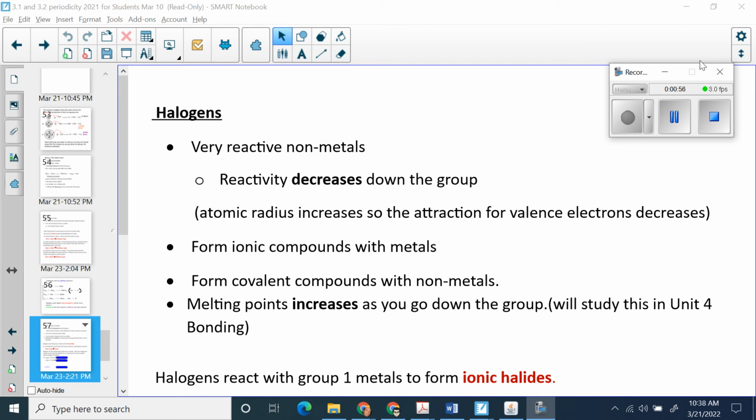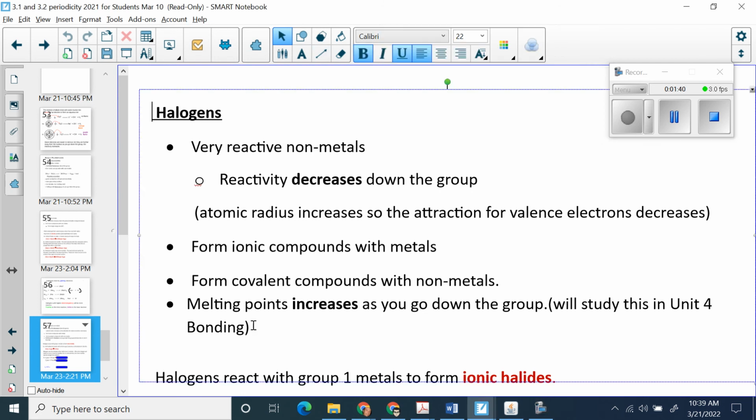Now, they'll form ionic compounds with metals. They'll form covalent compounds with nonmetals. We're not going to really worry about melting point at this point. We'll look at it more when we do Unit 4. But the melting points will increase as you go down the group, but reactivity will decrease as you go down the group. Right? In all cases for halogens, reacting for a halogen means, right?